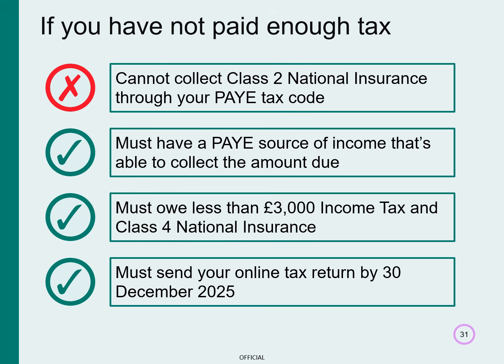You must send your completed online tax return by the 30th of December 2025. If it's after this date when you submit your return, we cannot collect the tax due in this way. The same time limits and restrictions also apply to the second question on this page. Let's look at an example.